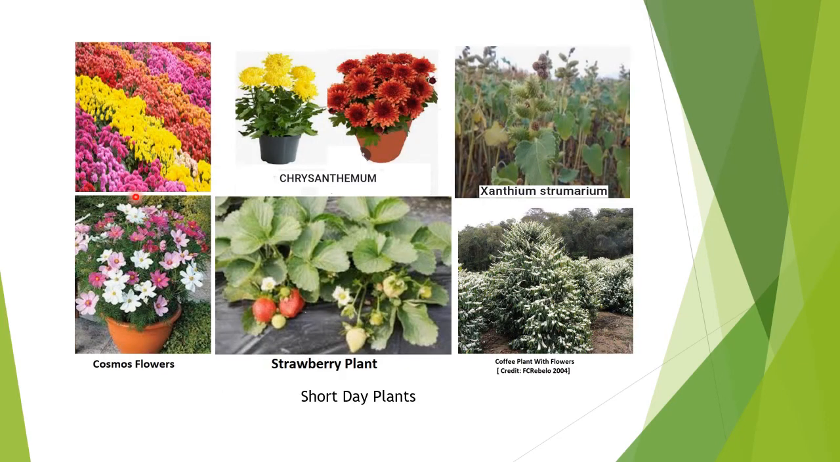These are the plants which are short day plants. Chrysanthemum, these are the chrysanthemum. This is Xanthium strumarium. This is the cosmos plant. This is the strawberry plant. This is the coffee plant, where these types of photoperiods are responsible for their flowering initiation.